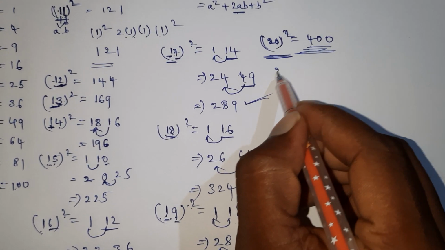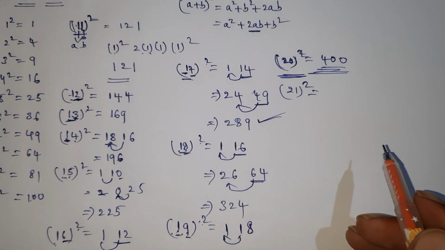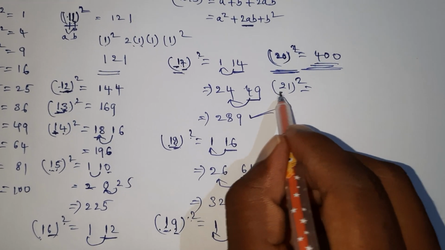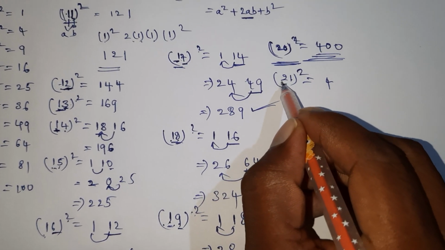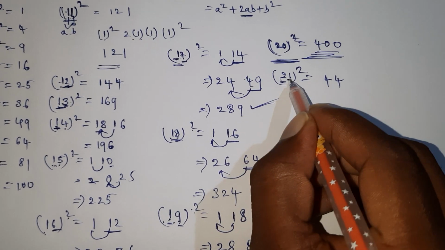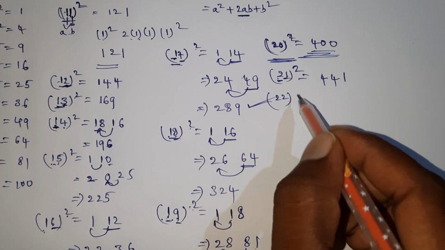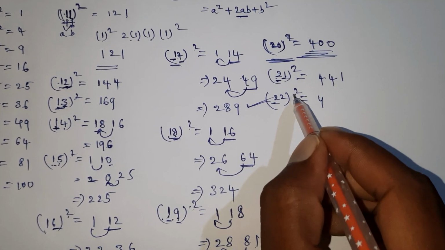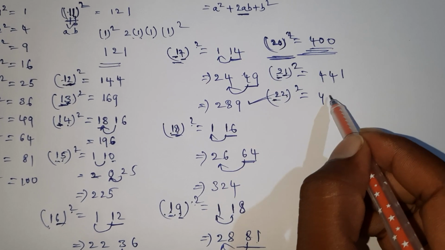Next, 21 square. 21 square means same again: 2 2s are 4, 2 into 1 into 4, and again 1 square is 1, so 441. And 22 square: 2 square is 4, again 2 into 2 into 2, how much? 2 2s are 4, 4 2s are 8, 8.